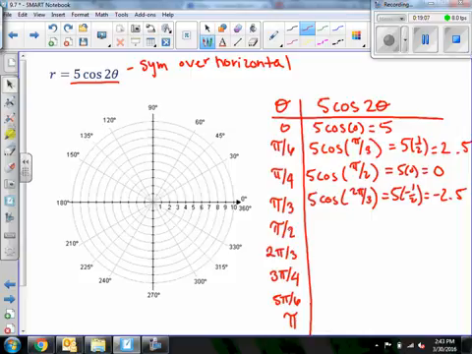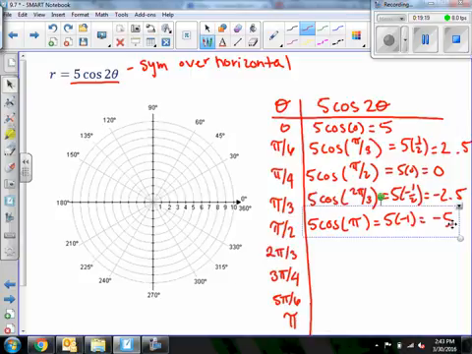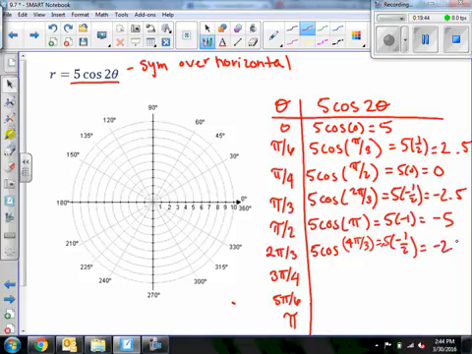If I plug in pi halves, this becomes 5 cosine of pi halves times 2, which is pi. Cosine of pi is negative 1, so that's 5 times negative 1, negative 5. If I take 2 pi thirds times 2, I get 4 pi thirds. Cosine of 4 pi thirds is negative 1/2, so I end up getting negative 2.5 again.